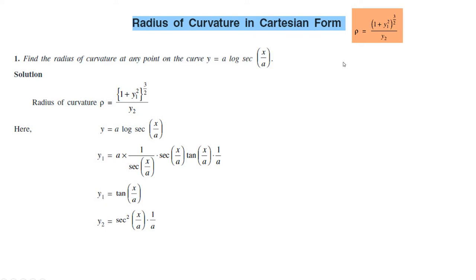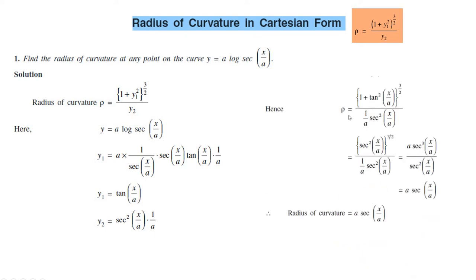Now for y2, you will have to again differentiate with respect to x. So tan on differentiation gives you secant square, and then the function of a function rule, so you have 1 by a. Now you substitute these values in this formula. So rho is equal to (1 plus tan square x by a) whole thing raised to 3 by 2, and in the denominator y2 needs to be substituted. So you have this, and 1 plus tan square is secant square, so you have this.